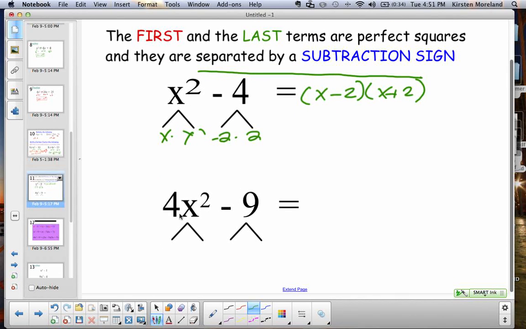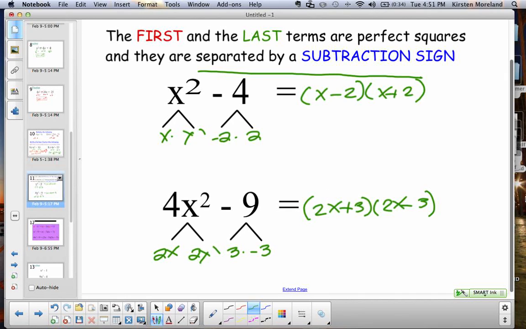I find the difference of 2 squares easier than the perfect square trinomial. So 4x squared is 2x times 2x, and 9 is 3 times negative 3. So it's going to factor to 2x plus 3 times 2x minus 3.